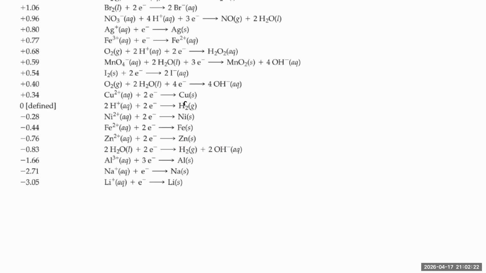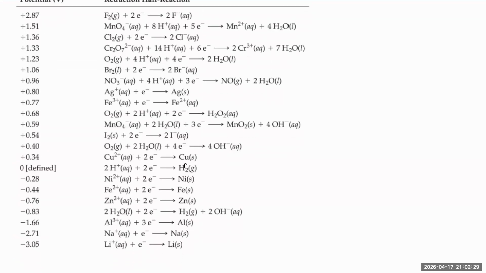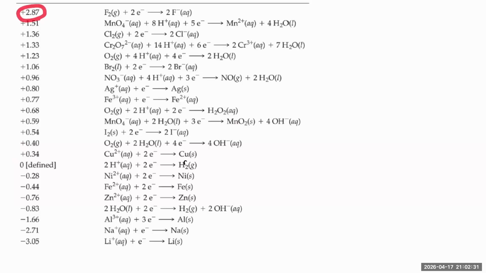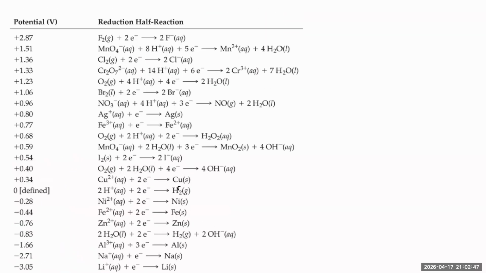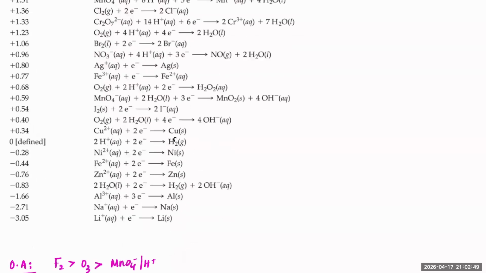You can clearly notice that if it comes to oxidizing agent, the highest will be F2 because this has the highest positive value. So first will be F2. The second will be MnO4 minus in acidic condition. In fact, there is something slightly better than this. I have not written the value, but that is O3. O3 is also a very strong oxidizing agent.